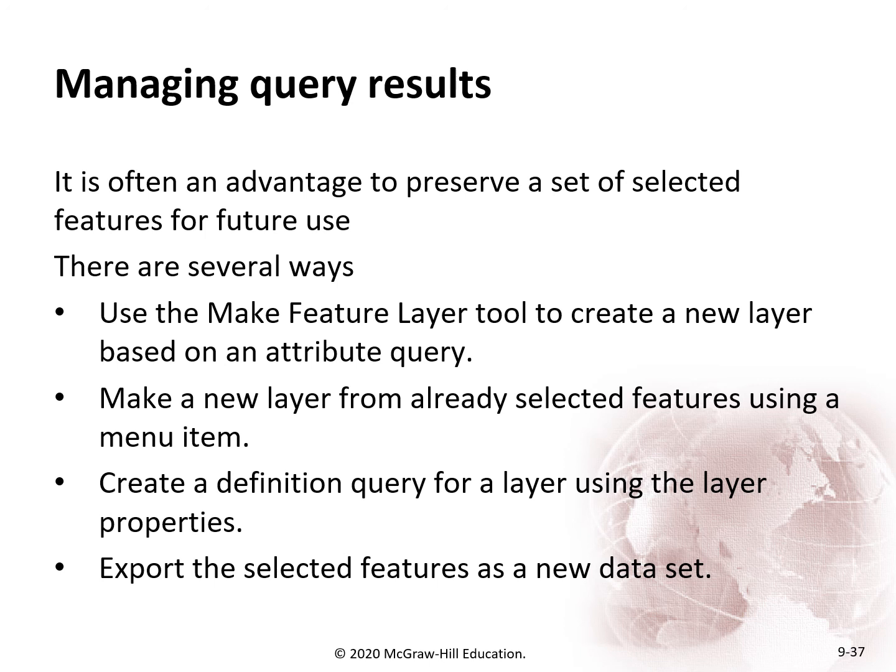The top three are basically window dressings on an existing data set that don't really change much of anything, and they can cause problems in the geoprocessing. If you need an actual subset, skip down to the last one and export the selected features as a new data set.